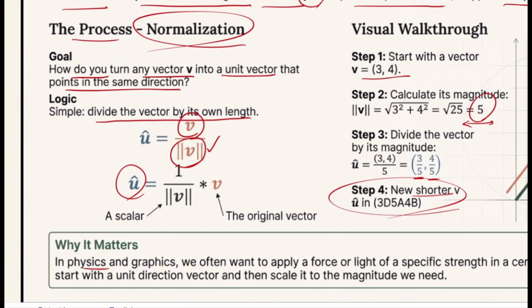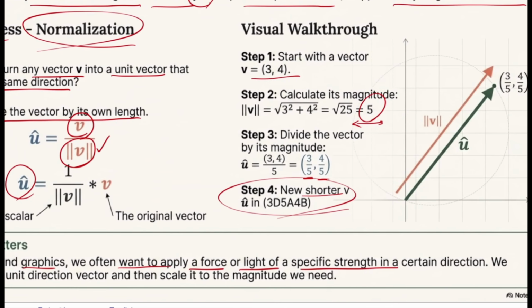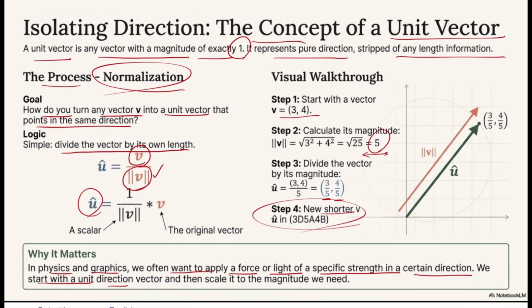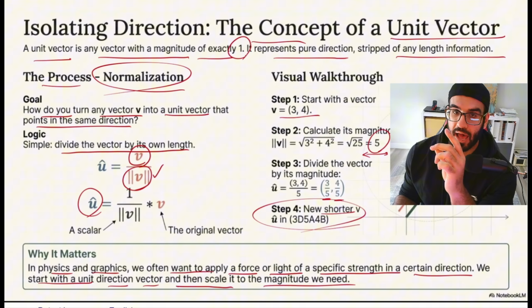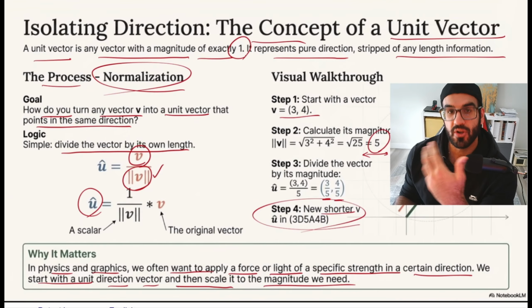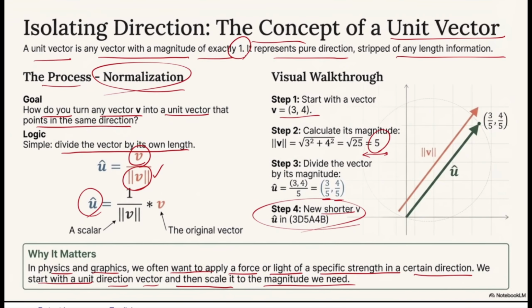Because in physics and graphics, or anything related to computer science or computer engineering, we often want to apply a force or light with a specific strength in a certain direction. So we start with the unit direction vector and then scale it to the magnitude we need. It means that instead of just having the whole vector by itself, we have the direction at the very beginning. We call it a unit vector because the norm of that is going to be 1, and then we apply the magnitude. We can make it bigger or make it smaller, whatever we need.